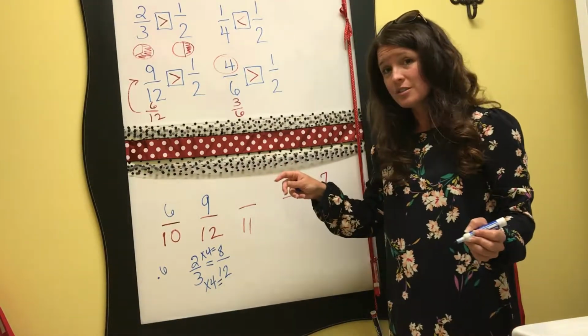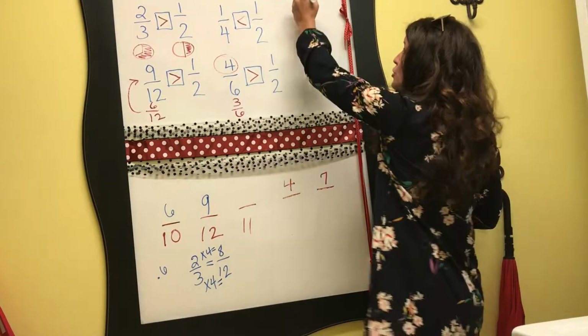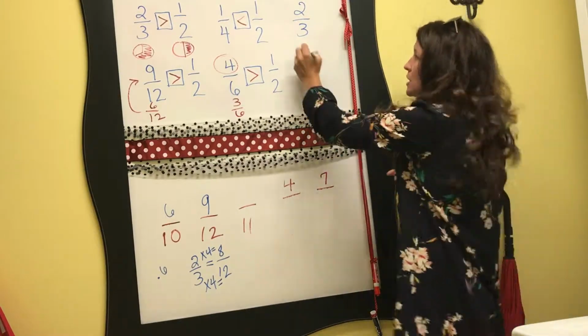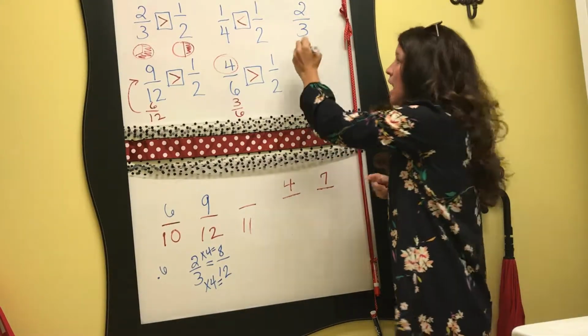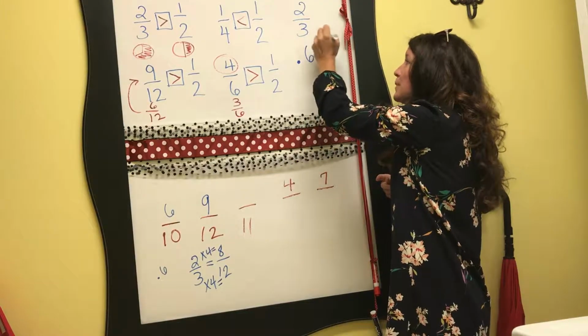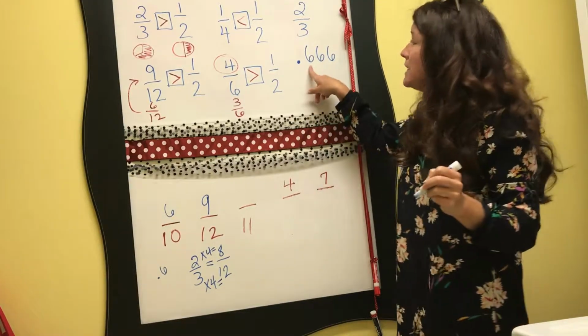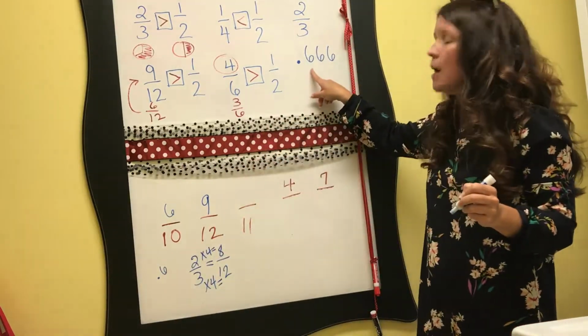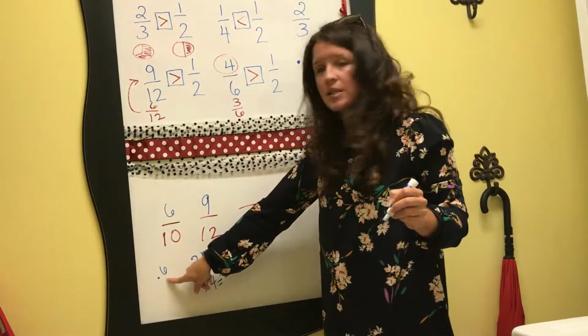But 2/3, and I'm sorry, I should have said this before, 2/3, you want to go ahead and prep them with the decimal equivalent. So we're going to divide that out, and it's 0.66 repeating. So we need it to be a little bit bigger than 0.6. It's not bigger than 2/3 if it stops at 0.6.